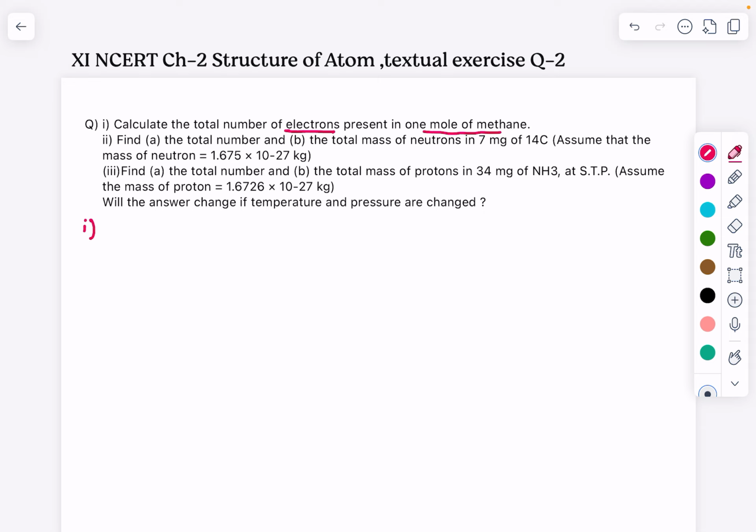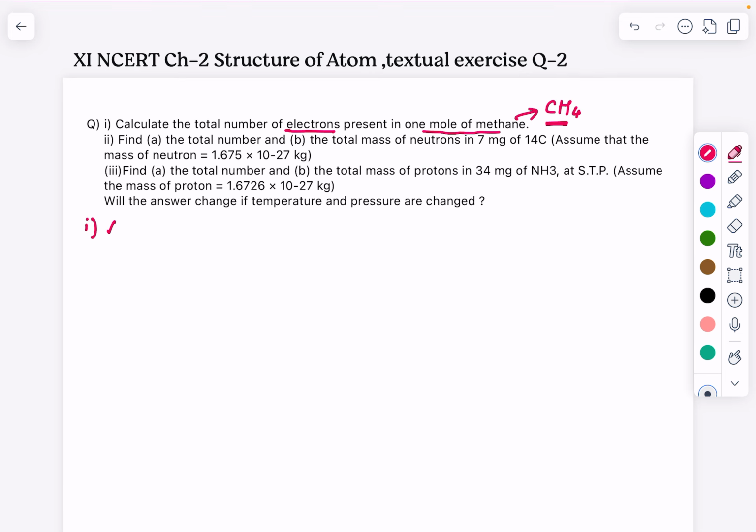Now you know that methane has got the formula CH4. Here they are asking you to find out electrons in 1 mole of methane. So let us first see how many electrons are there in methane. Okay, so 1 molecule of methane, that is CH4, contains electrons. How many electrons? So you know that the number of electrons is nothing but the atomic number.